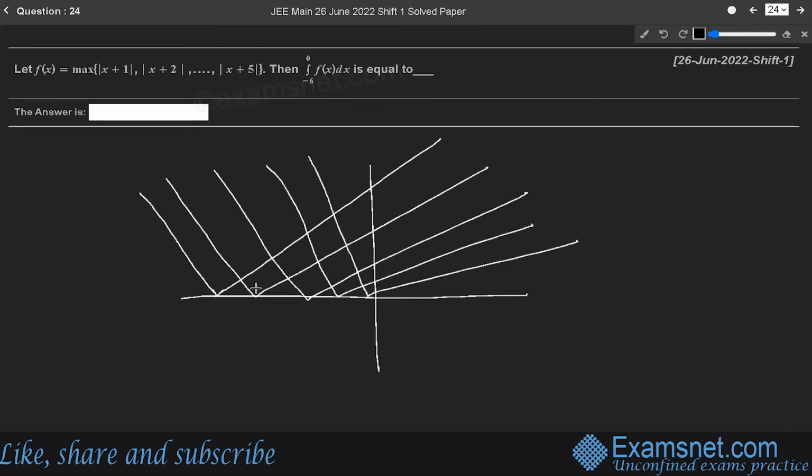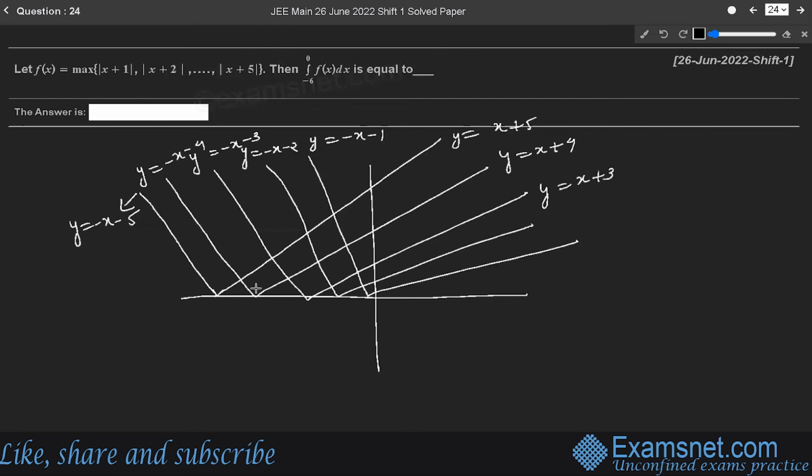So here, this line will be y is equal to minus x minus 1. This will be y is equal to minus x minus 2. This will be y is equal to minus x minus 3. Again, y is equal to minus x minus 4. And this will be y is equal to minus x minus 5. And these lines will be y is equal to x plus 5, y is equal to x plus 4, y is equal to x plus 3, y is equal to x plus 2, and y is equal to x plus 1. It is just a rough diagram to make you understand.